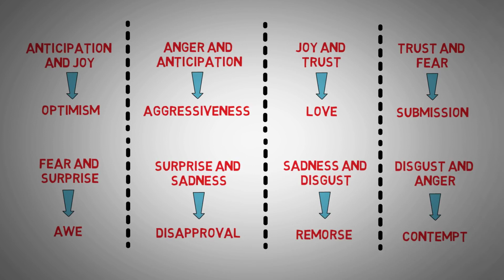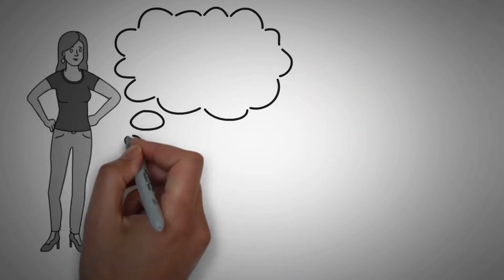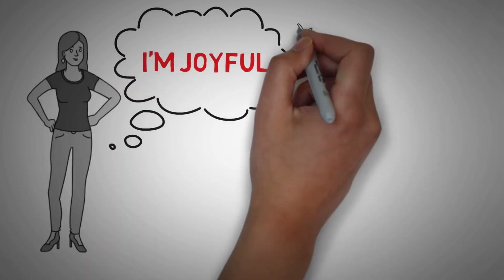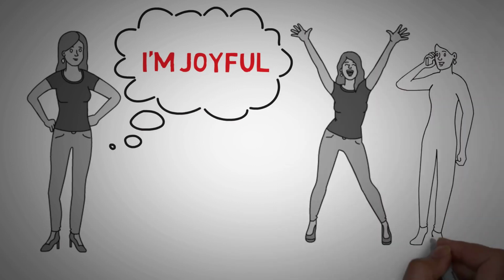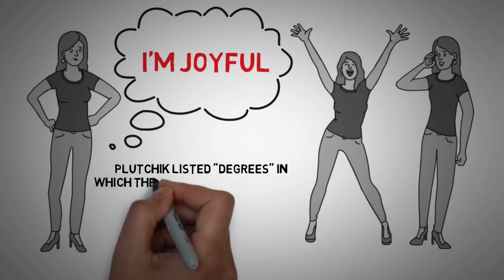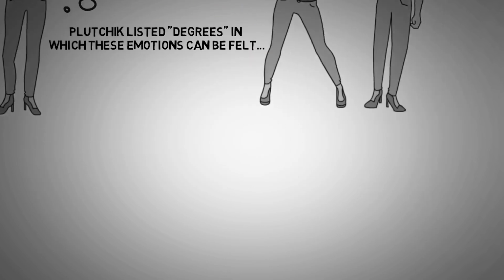But we're not quite done yet, because not only do we have combinations of feelings, we also have degrees of them. Saying that you feel joy doesn't always feel like enough to cover the full spectrum of that one emotion. Some days you're jumping out of your seat with joy. Other days, you're simply feeling happy and calm, yet you would still say you're joyful. On either side of the primary emotions, Plutchik listed degrees in which these emotions can be felt. So these spectrums look like this.